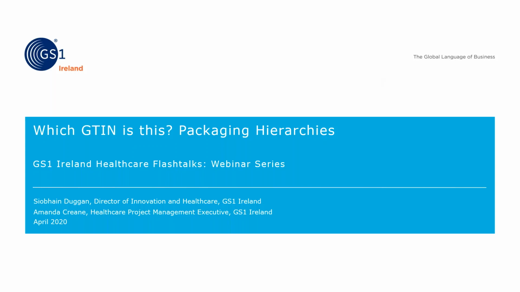And certainly if you have any questions, please put these in the question or chat box and we'll review them afterwards. Today's talk is titled "Which GTIN is this?" and it's around packaging hierarchies and explaining how this addresses some of the challenges of unit of measure when it comes to the healthcare supply chain.